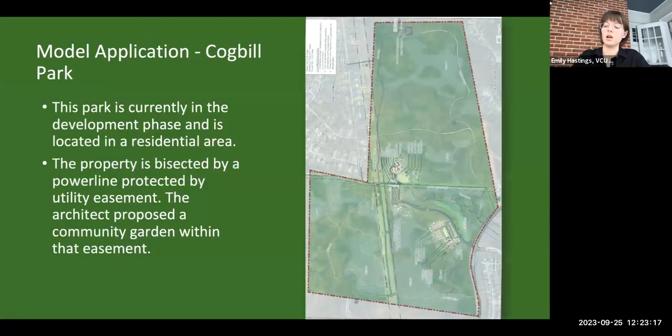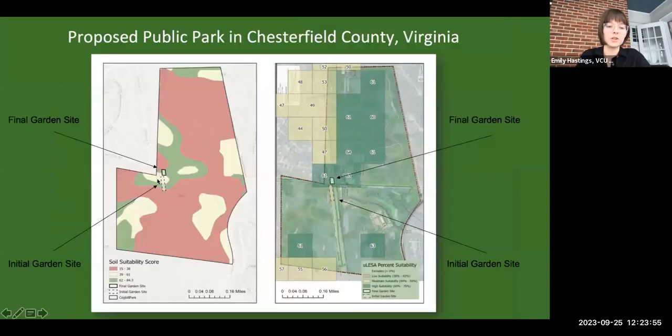And here's another example, very directly applying it to planning principles. This park is called Cogville Park, and it is currently within development. Right now, the first phase is undergoing, and this property is bisected, as you can hopefully see, by a power line, and the urban community garden was placed right within that utility easement. And that original site was located in pretty suboptimal conditions, specifically the soil conditions, because the majority of this park is a wetland. So we obviously want to avoid those soils, which are aqualts, which are seasonally wet and would be very, very difficult to farm.